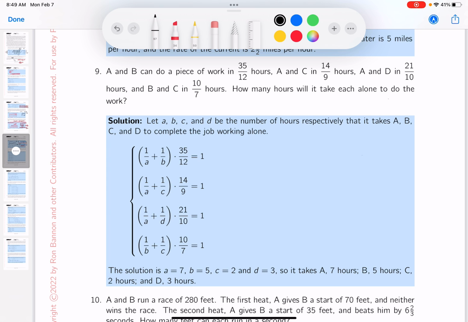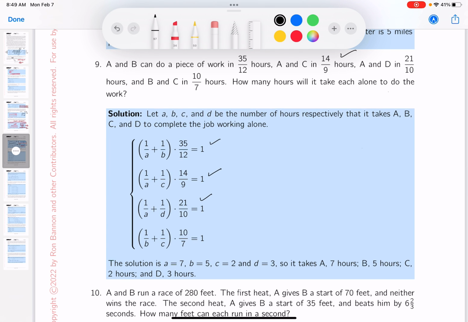The next one's A and C are working. So 1 over A plus 1 over C times 14/9 would equal 1. That's written over there. And then 1 over A plus 1 over D times 21/10 would be one job. And last but not least, B and C are working together, so 1 over B plus 1 over C times 10/7. All right, so I'm going to claim these equations are pretty simple to write down, provided you knew it was a work problem, and a uniform type work problem where they're working at the same rates.